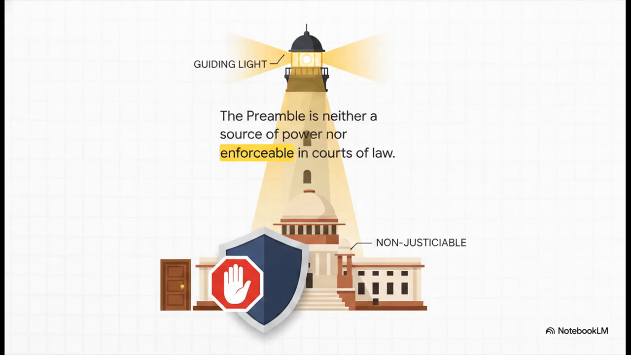But wait, there is a catch. A big one, actually. Even though it is officially part of the Constitution, it is what's called non-justiciable, meaning you can't just walk into a courtroom and sue the government solely because you feel the preamble was violated. It doesn't give the legislature new powers, and it doesn't stop them from doing things. Instead, it's a guiding light. Courts use it to interpret tricky, ambiguous laws and to figure out what the framers originally intended, but it is not a strict, enforceable penal code on its own.